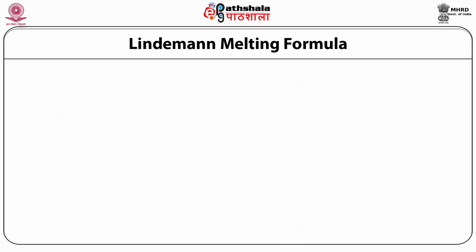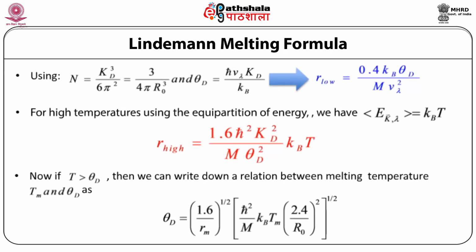Now we know from our previous modules that n is equal to kd cube divided by 6 pi square, which is equal to 3 divided by 4 pi R naught cube, and theta d, the Debye temperature which we had defined earlier, is equal to h cross v lambda kd divided by kb. So using this we get a new modified expression for R low, that is R low is now equal to 0.4 kb into theta d divided by m v lambda square.